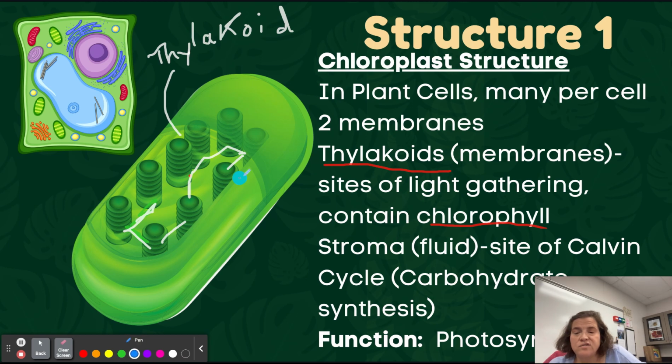And then this fluid-filled portion here, this is called stroma. And stroma is the fluid. This is going to be the site of the Calvin cycle, which we're going to learn all the details of. But if you can remember right now, Calvin cycle takes CO2 and converts it into carbohydrates. Those four C's: Calvin cycle, CO2, converts it into carbohydrates. And so overall, obviously, the function of the chloroplast is photosynthesis.